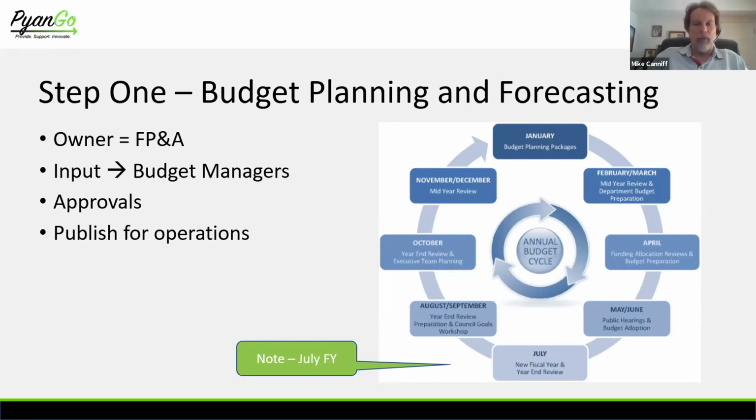So back to my example here with transit district, and I've done a lot of work with transit districts in the past. They'll establish a budget, let's say in the March, April timeframe.